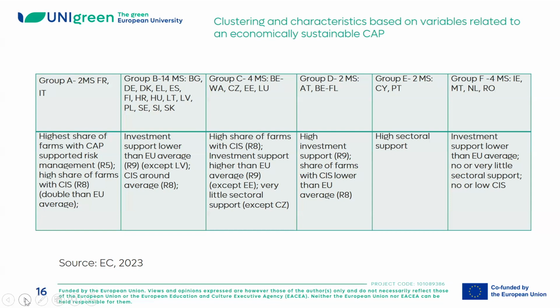Group D are Austria and Belgium, Flanders, with a high level of investment support. However, their share of farms is below average, and this reflects a modernization-oriented approach. Cyprus and Portugal stand out with very high sectoral support; this is Group E. This suggests the CAP implementation is strongly oriented toward sector-specific sectors or commodities. The member states provide investment support lower than the European average, and in Group F, they have no or very little sectoral support and no or low coupled income support.